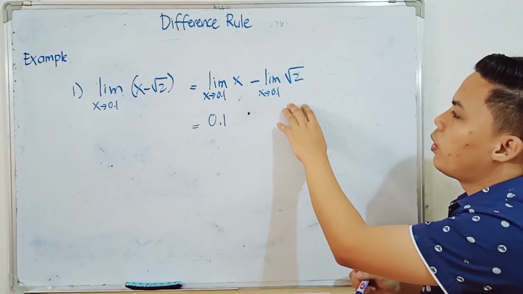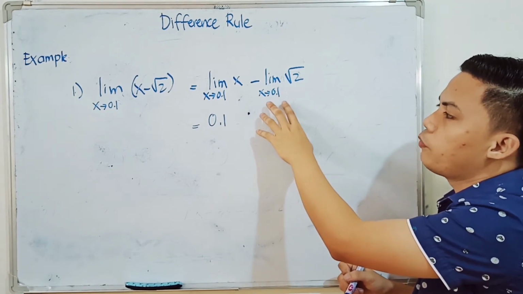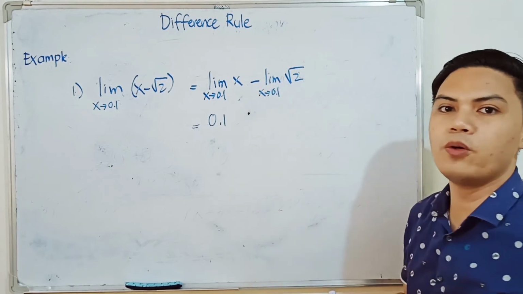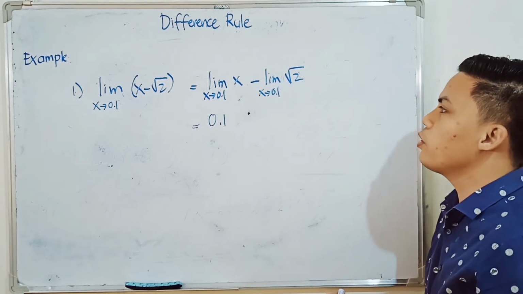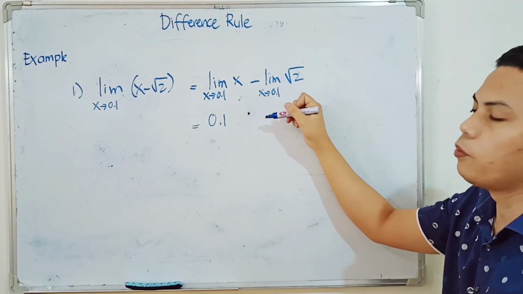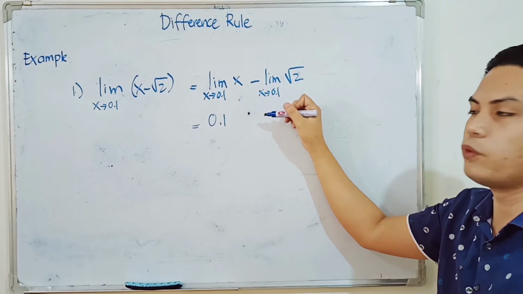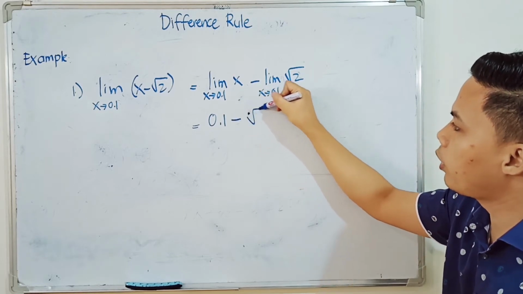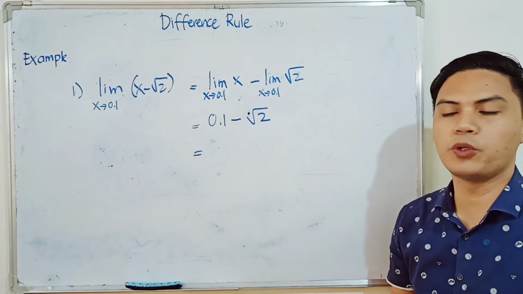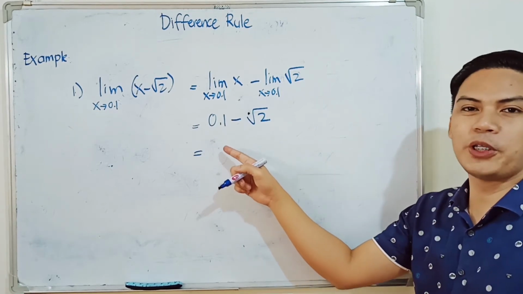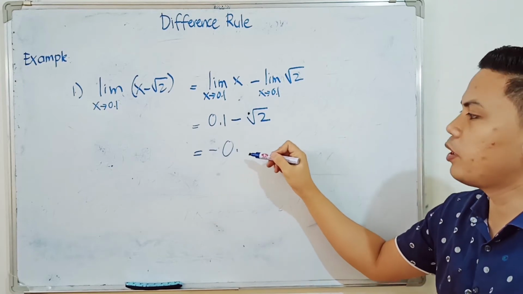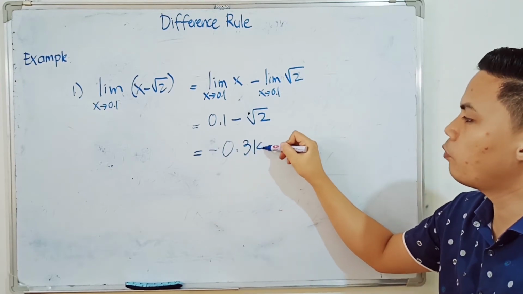Now how about this one? Limit of square root of 2 as x approaches 0.1. So dito, ipa-follow natin yung constant rule. So yung constant natin is square root of 2. Therefore, yung answer natin dito would be simply equal to square root of 2. So we have minus square root of 2. Then, isi-simplify lang natin. We're going to combine them. So we have 0.1 minus square root of 2. So this would be roughly equal to negative 0.3142.